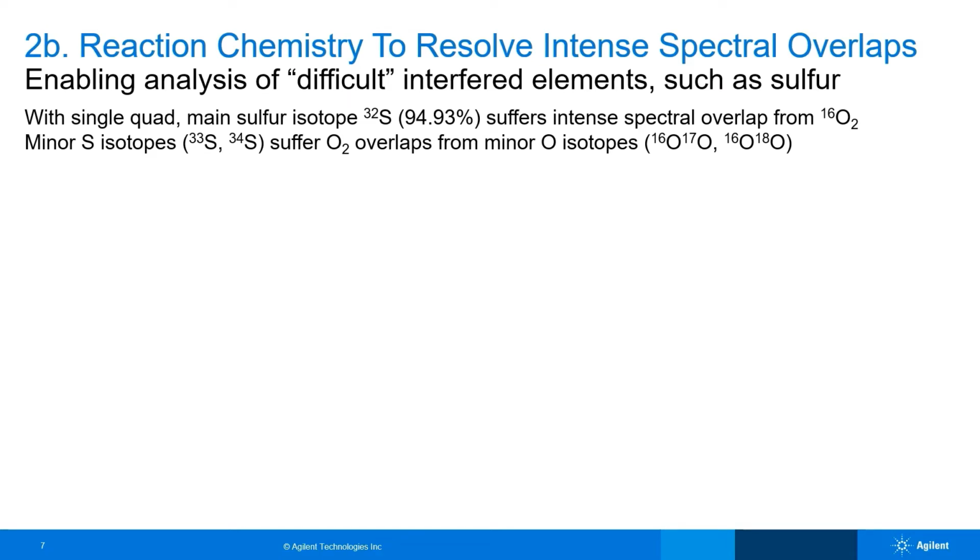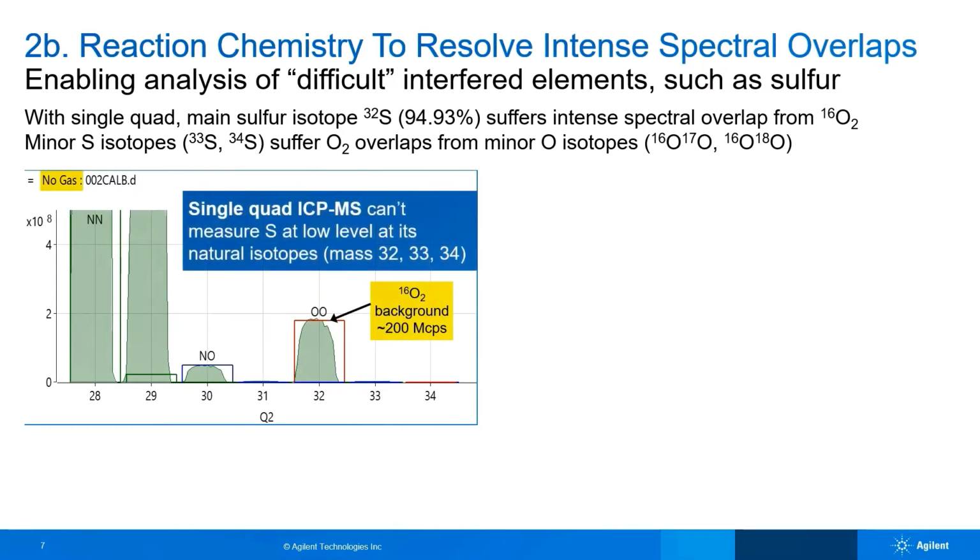The next example is the measurement of sulfur. Sulfur 32 doesn't have any direct isobaric overlaps, but in normal single quadrupole ICP-MS, it does suffer from a very intense background signal from the O2 ion. So two oxygen 16s form an ion at mass 32, which overlaps the sulfur. There is one possible approach that we can use to avoid this, which is to use oxygen cell gas.